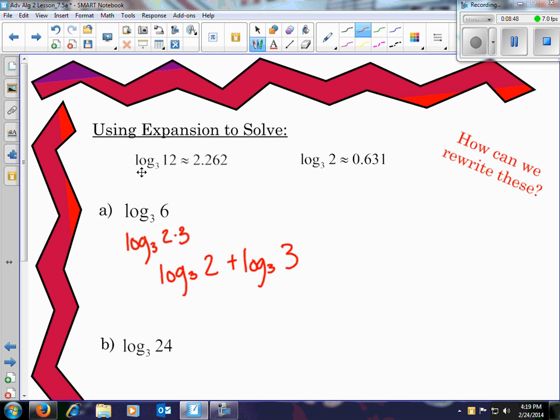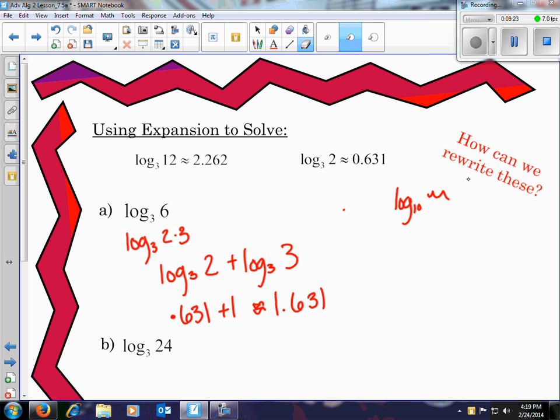Now they told me log base 3 of 2, which is right here, so I have 0.631. Log base 3 of 3 is just 1. So I am left with 1.631. And this is an approximate because they told me that log base 3 of 2 is approximately 0.631. Now, remember, I can't type these in my calculator because the ones that I type into my calculator have to be log base 10 of something in order for it to work. I cannot do a different base in my calculator.